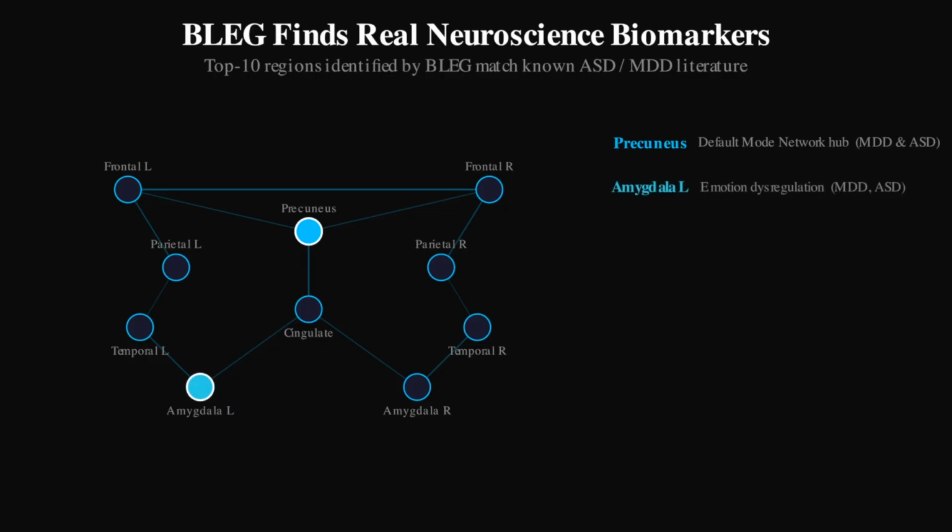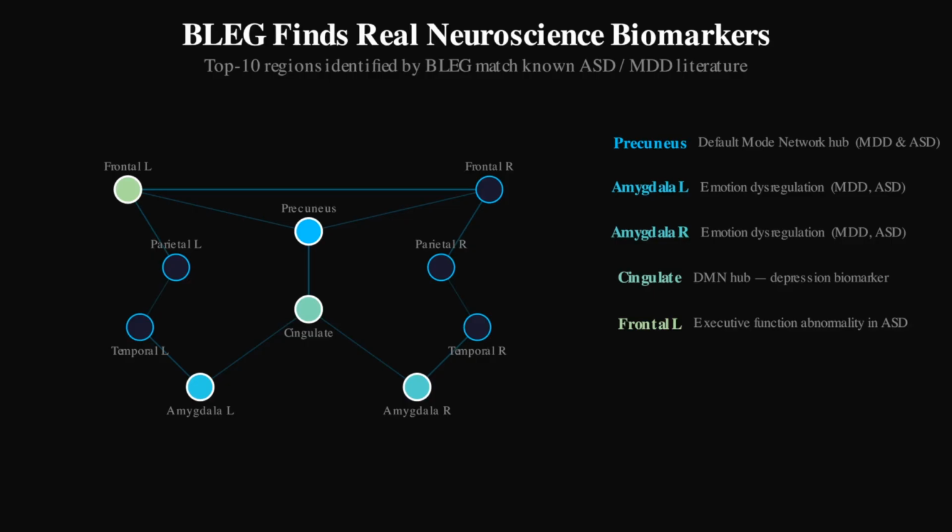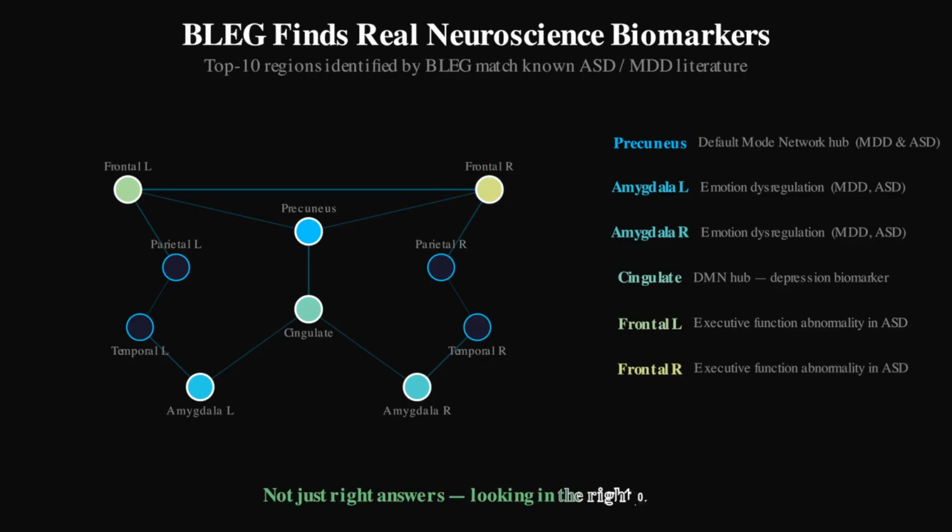And qualitatively, when they visualize which brain regions the model focuses on, for autism, it highlights the precuneus, amygdala, and superior frontal gyrus. These are consistent with what the neuroscience literature says are ASD biomarkers. The model isn't just getting the right answer, it's looking in the right places.